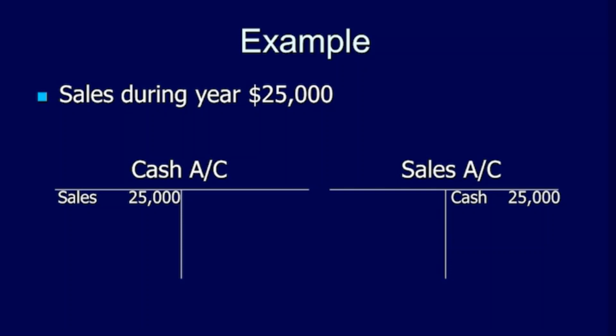Sales credited 25,000. Sales is an income. Income increases credit, therefore credited in the sales account 25,000. How transactions affect the accounting equation?